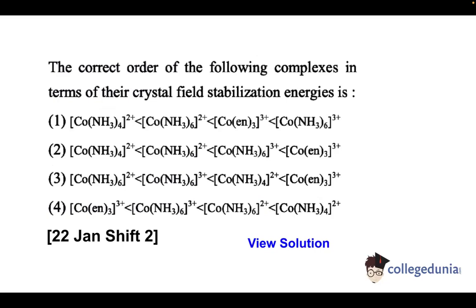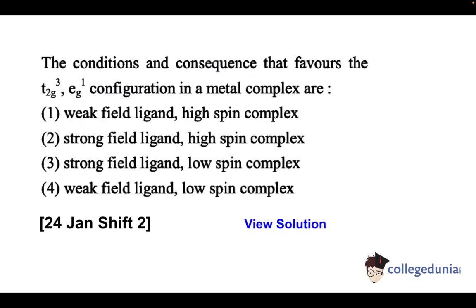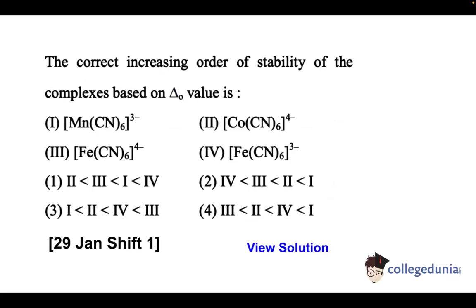See, this is from the crystal field theory. We need to calculate the stabilization energy of these four compounds and arrange them in order. Moving on to next. Next, you have to mark the right option according to t2g and eg1 configuration. Then again, you need to calculate the stability order of these four compounds.